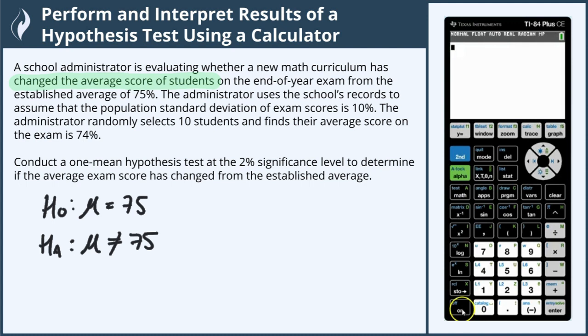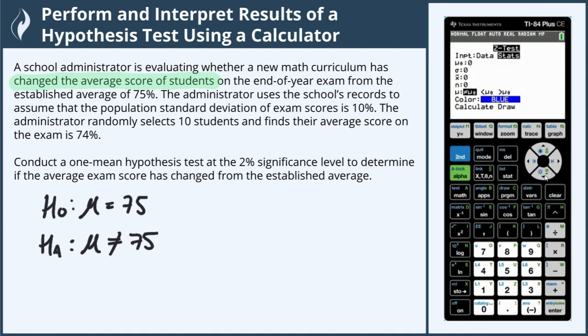So now we just need to put all the information in our calculator. So we're going to go to the stat menu and we're going to choose the tests column. And we're doing a z-test here because we know the population standard deviation. We don't have the original data, so we're going to go to stats and hit enter.